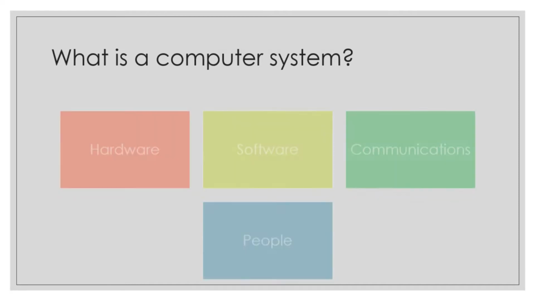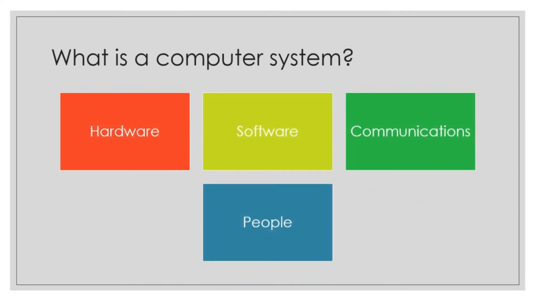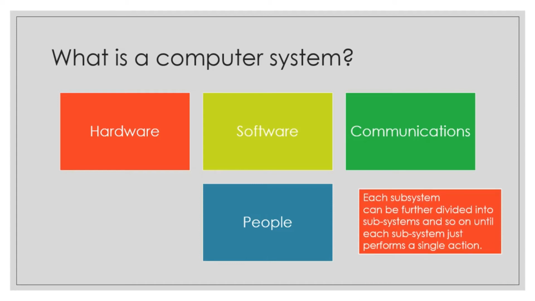Now, what is a computer system? Like I've said, it will be made up of hardware, software, and communication between those hardware and software, and end users such as people, who may communicate with the hardware through the software. Any given computer system may be broken down into subsystems, and each of these subsystems may be broken down into other subsystems until we have a subsystem which performs a single action.